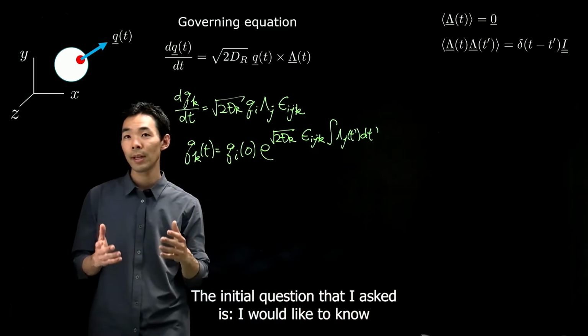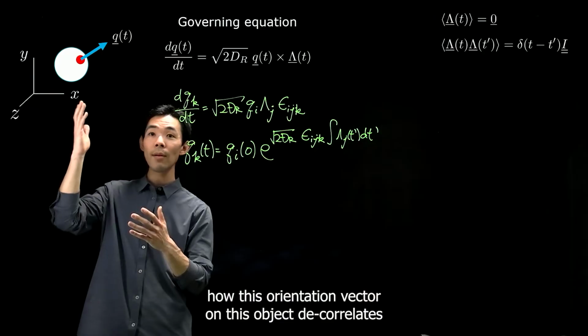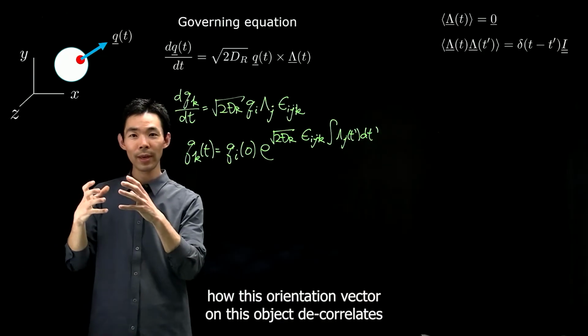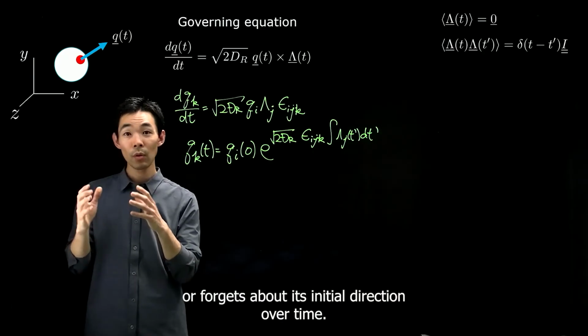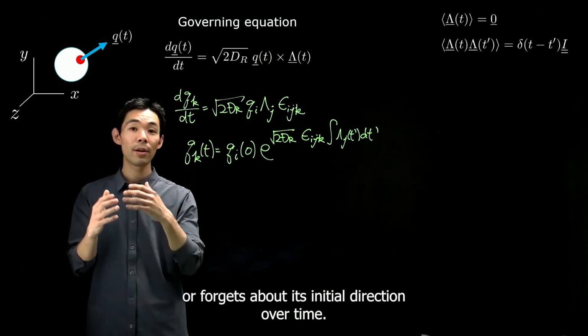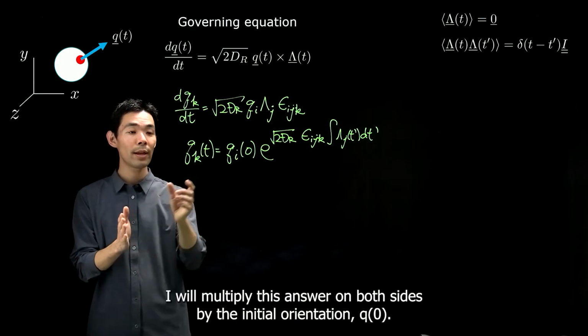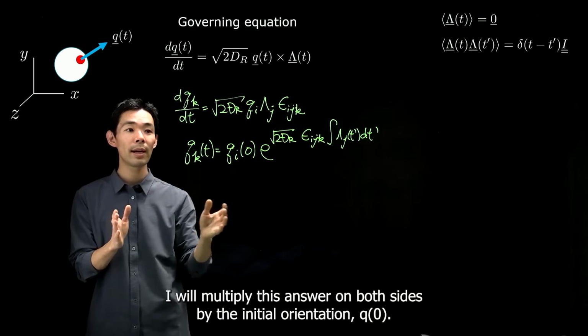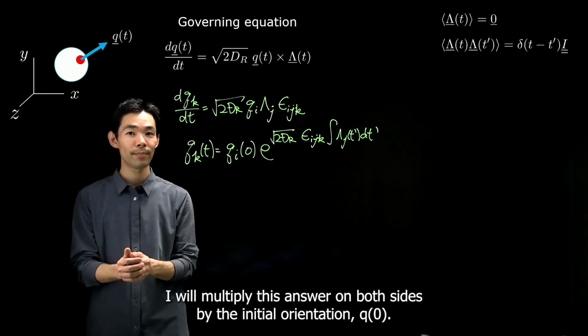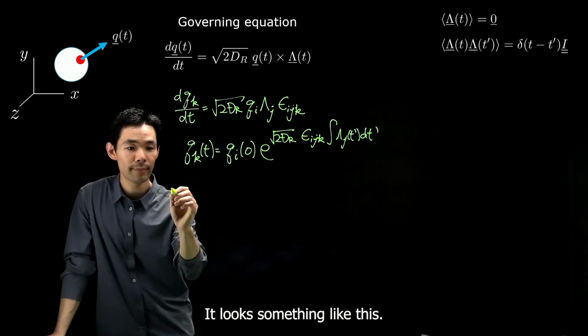And the initial question that I asked is I would like to know how this orientation vector on this object decorrelates or forgets about its initial condition over time. To do that, I would like to multiply this answer, both sides, by the initial orientation. Let's go ahead and do that.